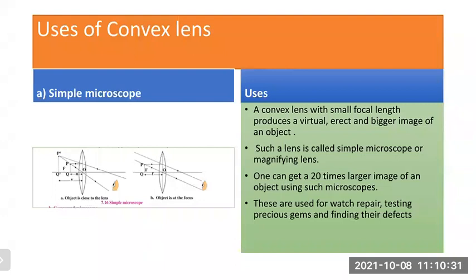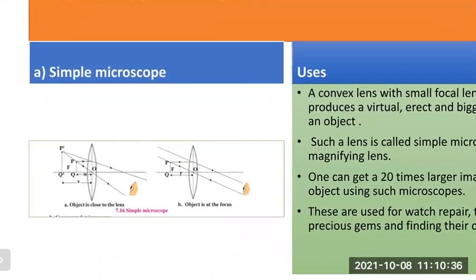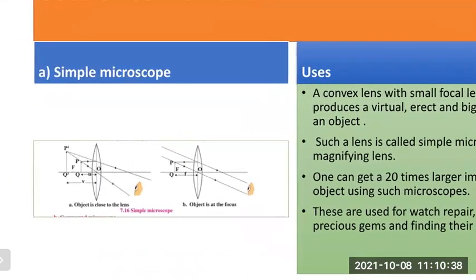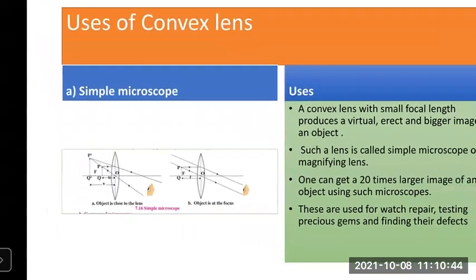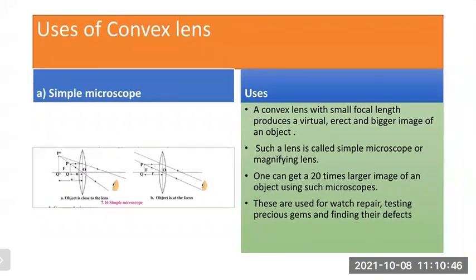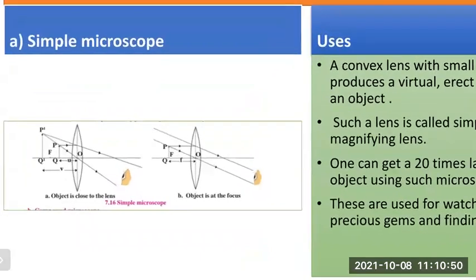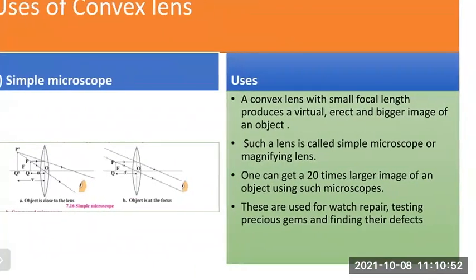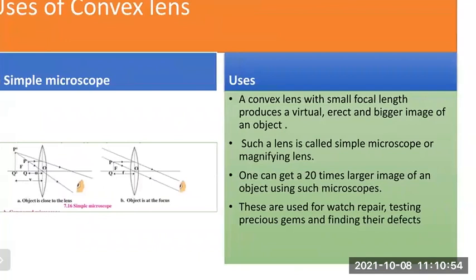Got it? And here you can see in the ray diagram. Okay, so we have already studied about the image formation. Now by looking at the ray diagram, you understood the nature of the image. That is the P1Q1. Okay, that is the image. Now what is the nature of the image? It is a virtual, erect, and bigger image of an object. Got it?